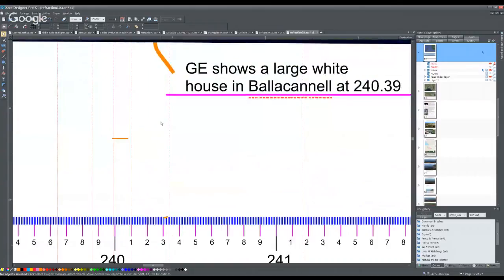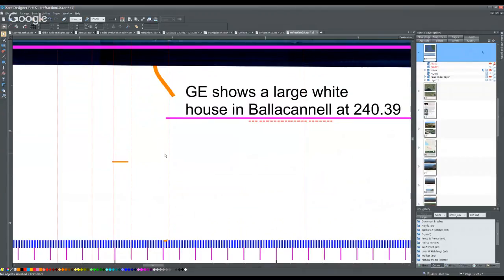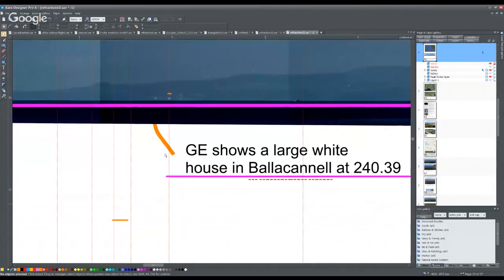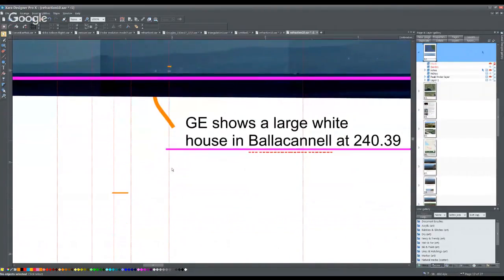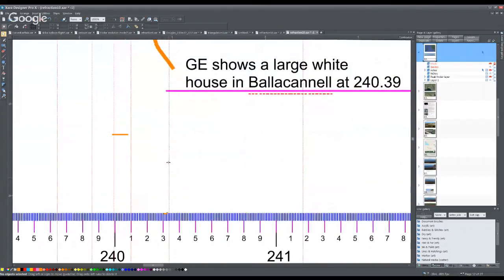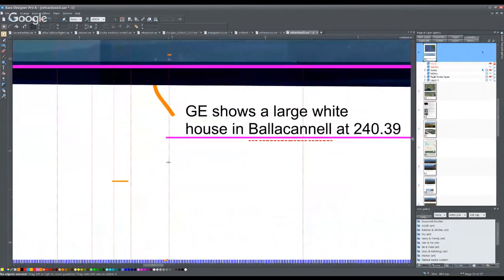Yes, but unfortunately on my scale that showed us 240.35. So it's 0.05 out. So I've got a slight discrepancy with my scale, which is based on other things, but it's close enough. And in this case, it's really minute because the building itself has a diameter of about 0.05 degrees.